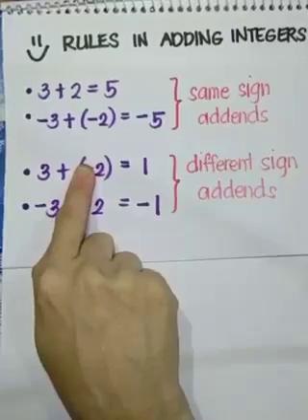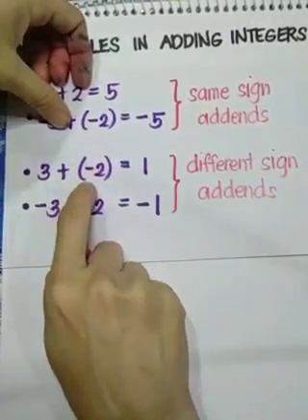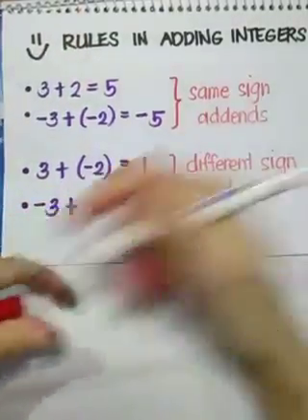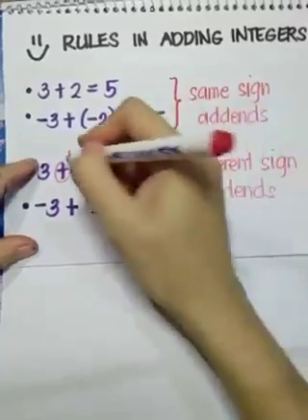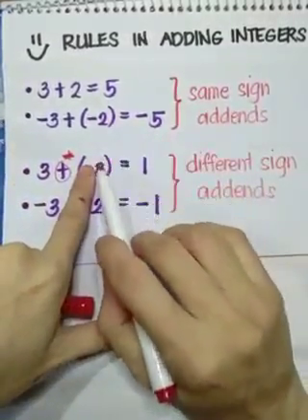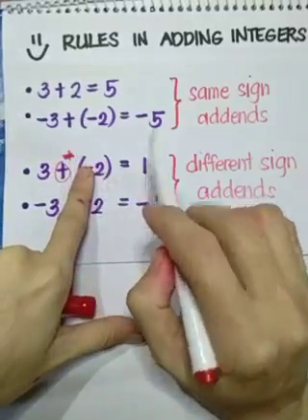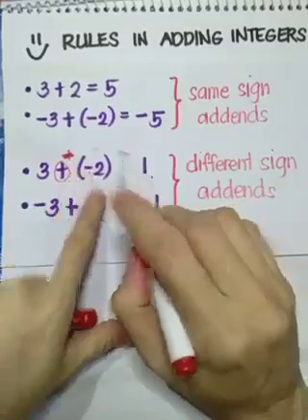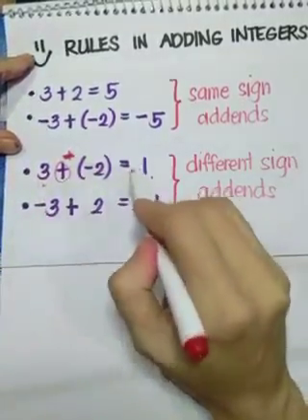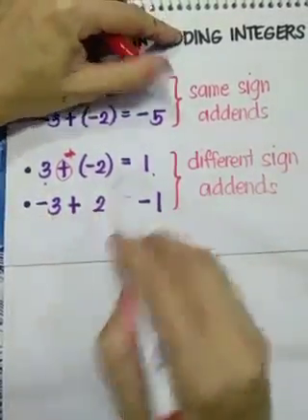Now, since they have different symbols, we subtract. We don't add. So it becomes subtraction. Sorry, so we minus. And then the answer will be 3 minus 2 is 1. And then what is the symbol? We follow the symbol of the bigger number. Our bigger number is a positive number. So the answer is positive 1.